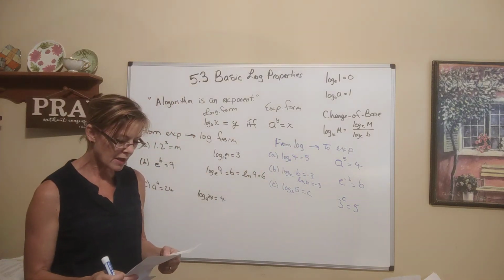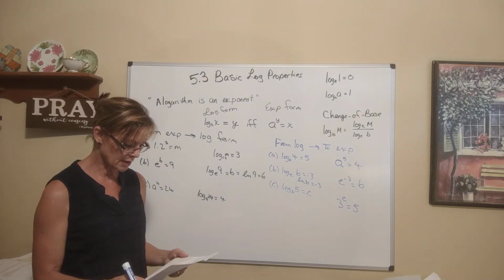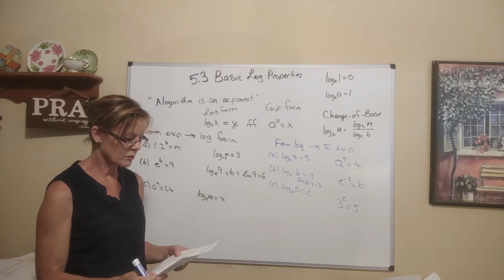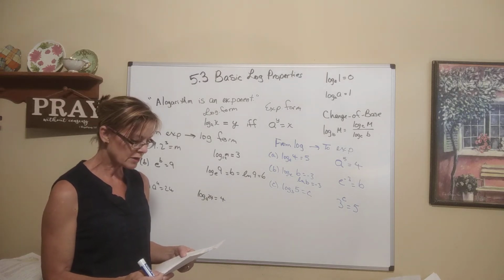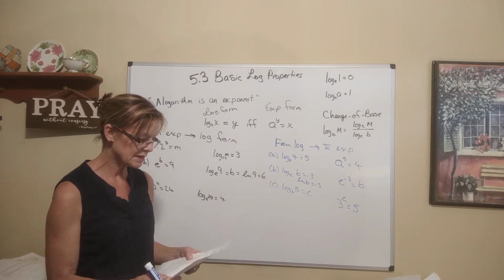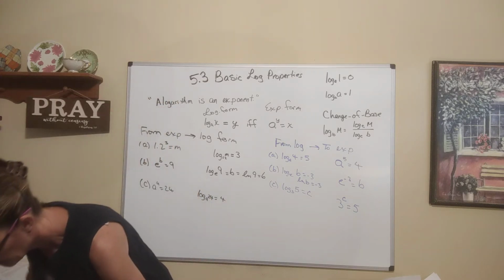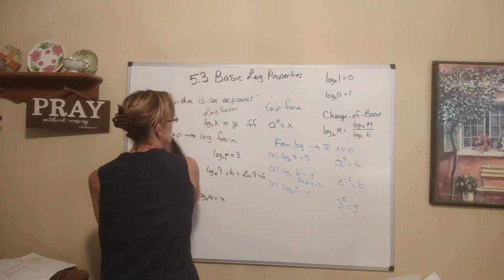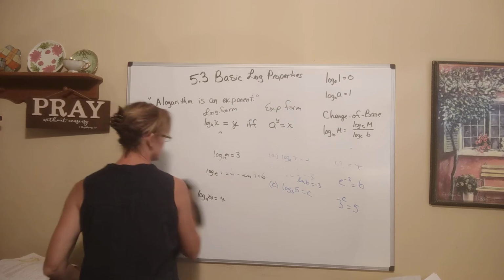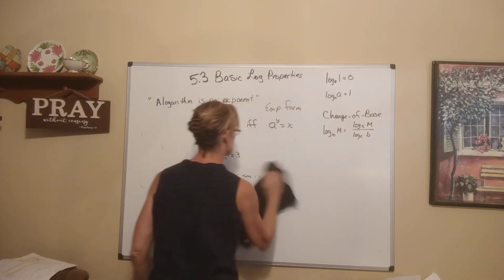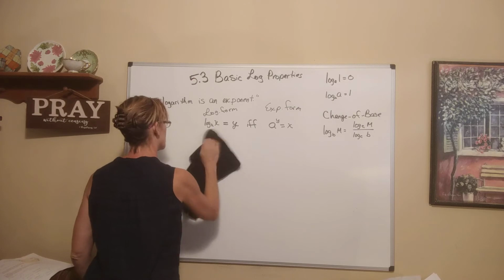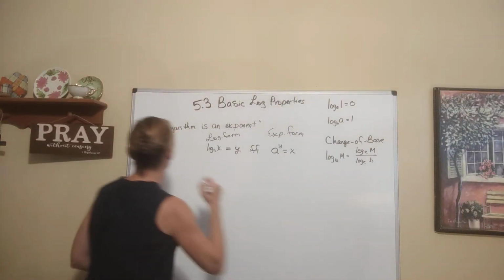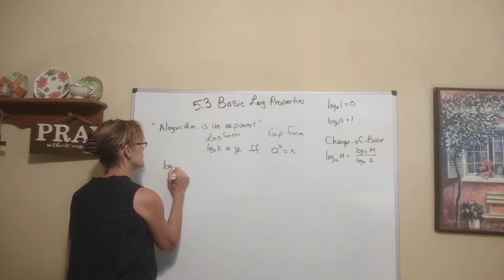Okay, the next thing we have is to evaluate the logarithmic expressions. My worksheet's kind of messed up. Evaluate the logarithmic expression log base 2 of 16. So let's see what this equals. Log base 2 of 16. What are we going to do here? Make a little more room. Log base 2 of 16 goes like this.